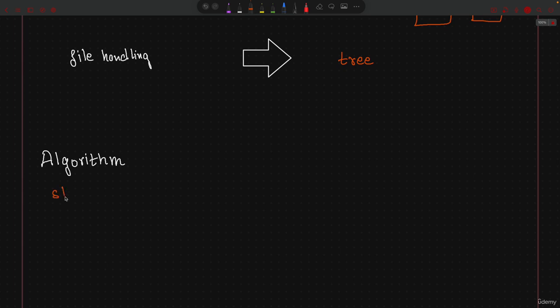So step-by-step instruction or procedure used to manipulate. Now what I mean effectively by manipulate is that I can either access it, or I can delete it, change it, or just basically write on it, right? So all these operations in my data structure.